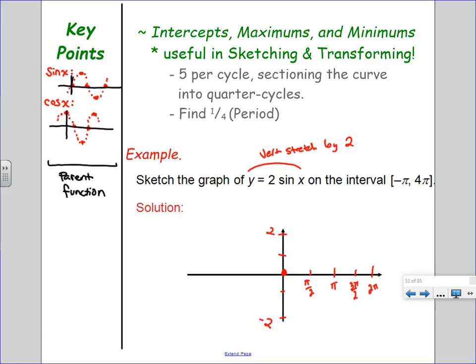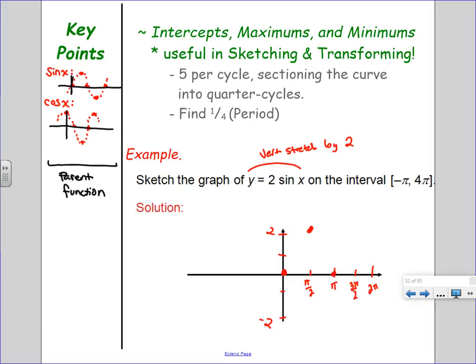Now, hold on. Pi over 2 in the original one went up to what? What's sine of pi over 2? 1. But it just got doubled. So 2 times sine of pi over 2 is now going to be 2. It's going to be higher. At pi, where was the original function at? You see it? Look at your graph. At pi, sine is at 0. That's going to stay the same.